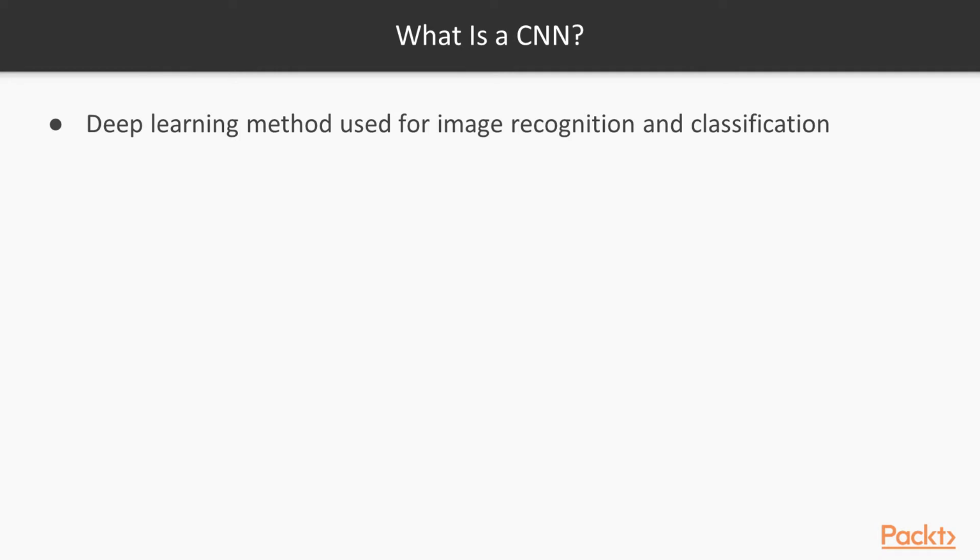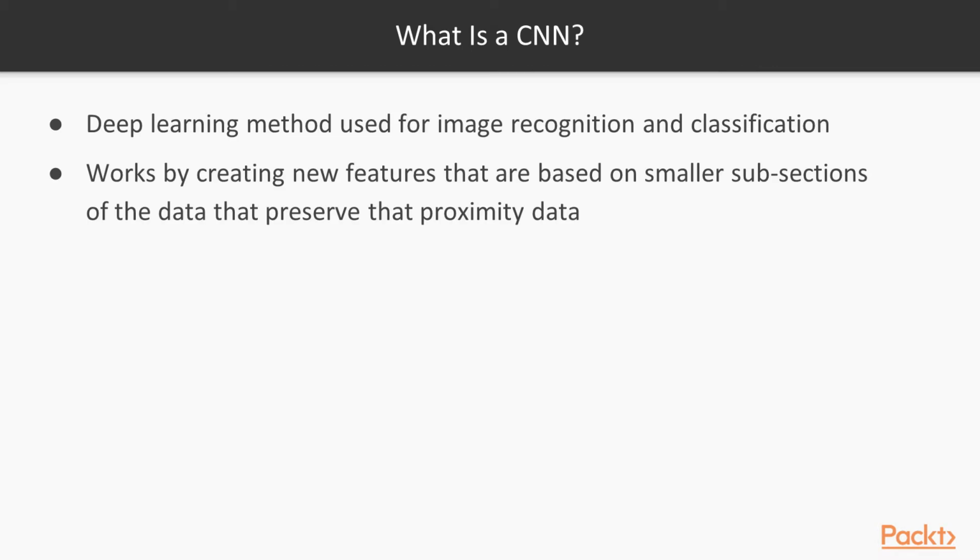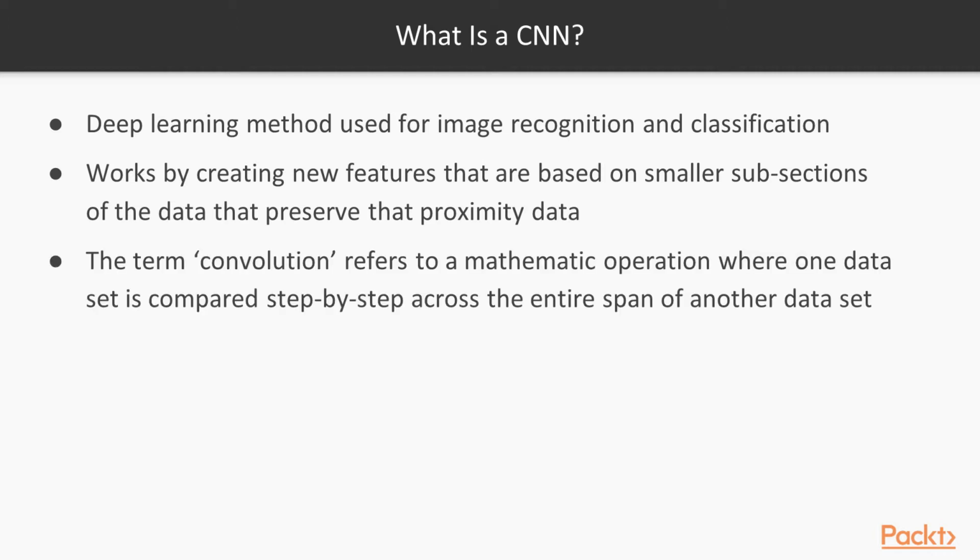A convolutional neural network is essentially a deep learning method for image recognition and classification. It works by creating new features based on smaller subsections of each image that preserve the proximity around them. This allows it to be a lot more effective at learning about images, especially with larger datasets. The term convolution is a mathematical operation where one dataset is compared step by step across the entire span of another dataset.